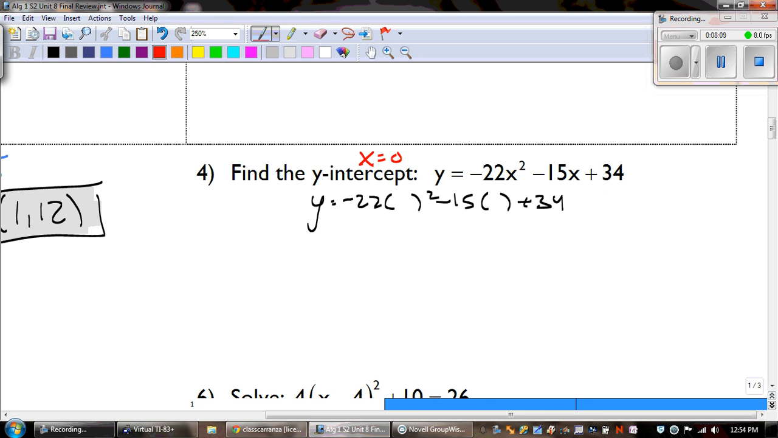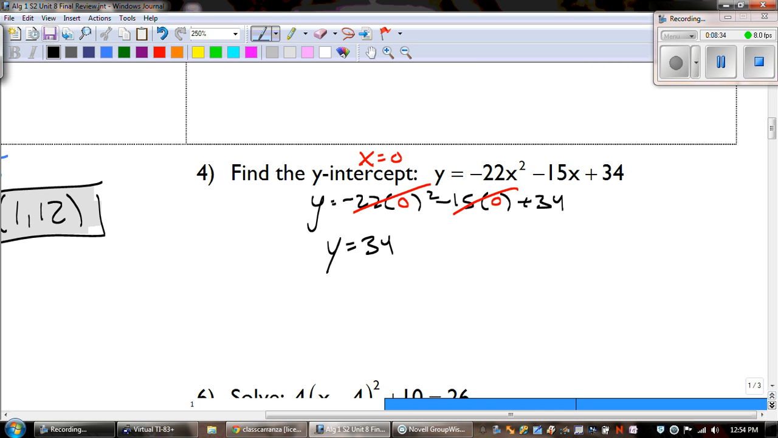Okay, sorry, we're having some technical difficulties here, but we're plugging in 0 for x. Now don't take all your time in your calculator and plug this in, because you know what 0 squared is. 0 squared is 0, and 0 times -22 is 0. So that cancels. -15 times 0 is, yes, 0. And we're left with y equals 34.